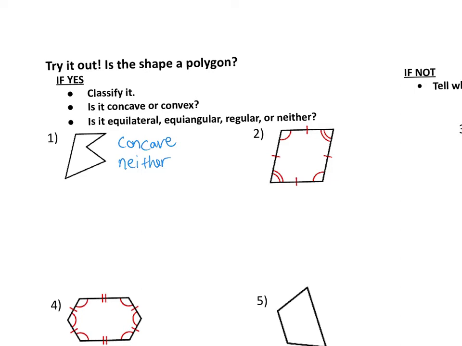Number 2, it is not making a cave, so it is a convex. It is vexing out. None of the angles are the same, but I see these tick marks on the sides, meaning all the sides are the same. So this is equilateral.